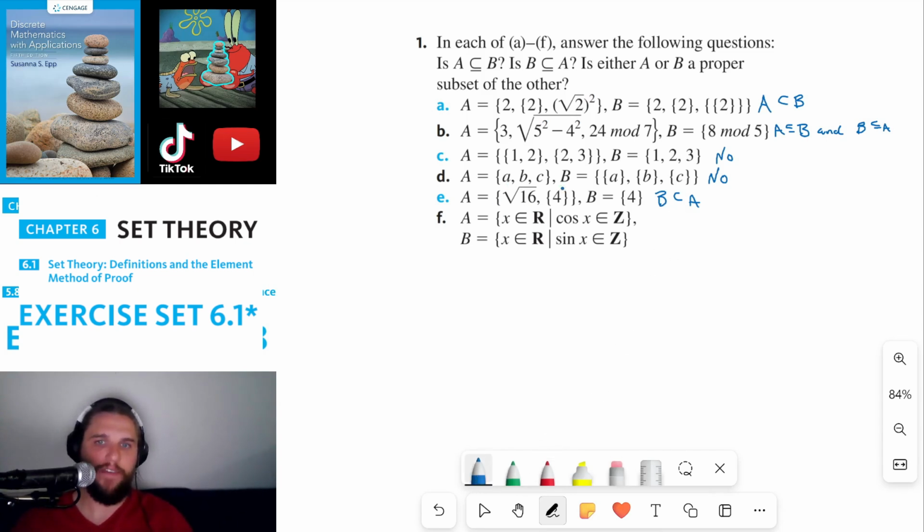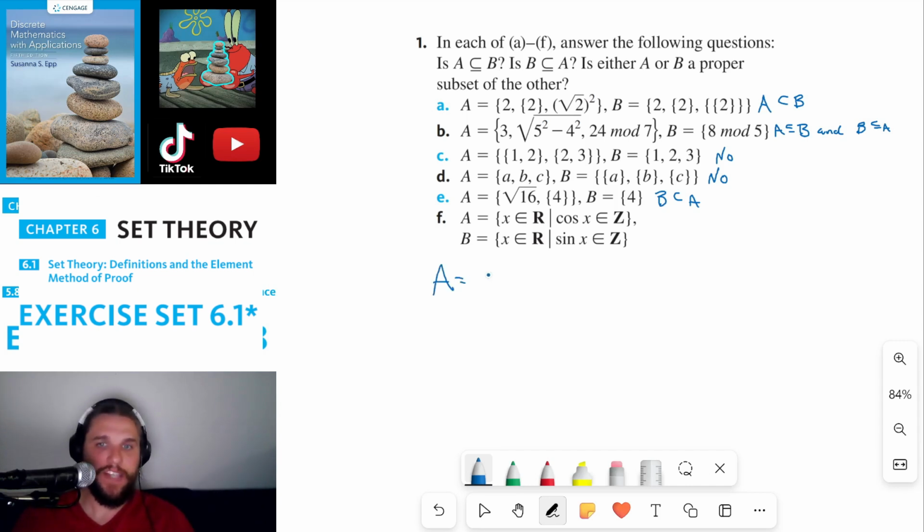Let's move on to part F. In part F, A is the set of all real numbers such that the cosine of that real number is an integer, and B is the set of all real numbers such that sine of that real number is an integer. Now, cosine and sine are hardly integers. The outputs of cosine and the outputs of sine vary between -1 and +1. The only integers between -1 and +1 are -1, 0, and 1.